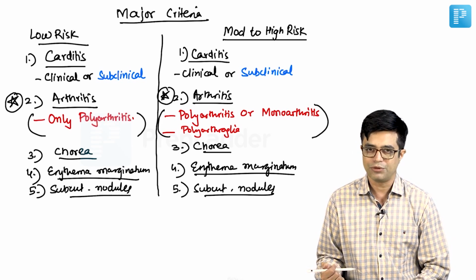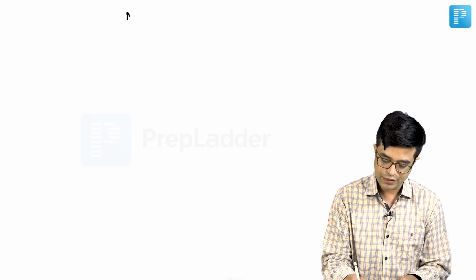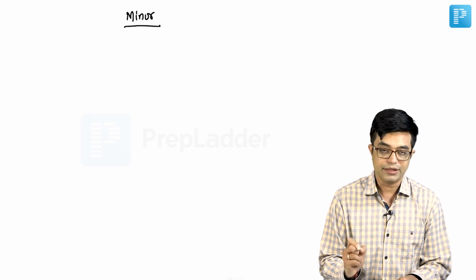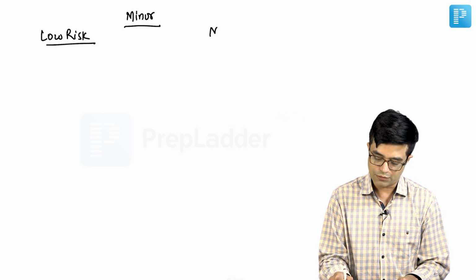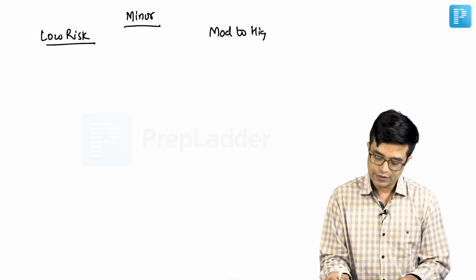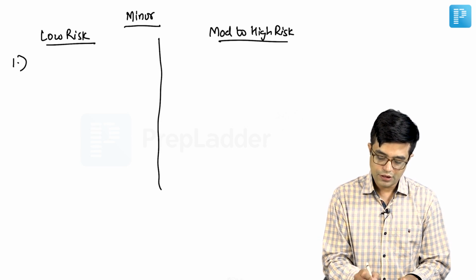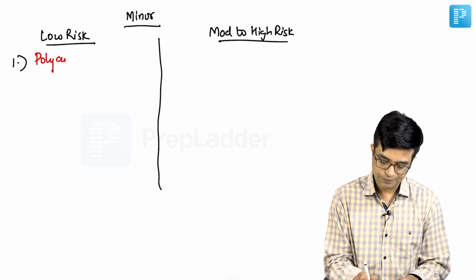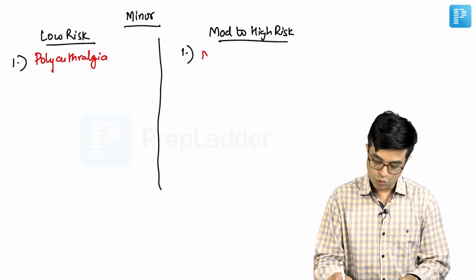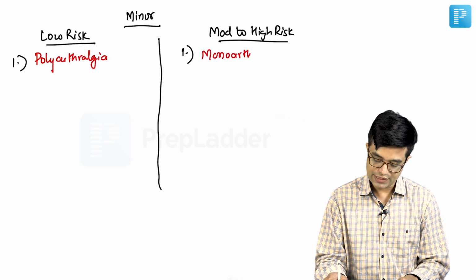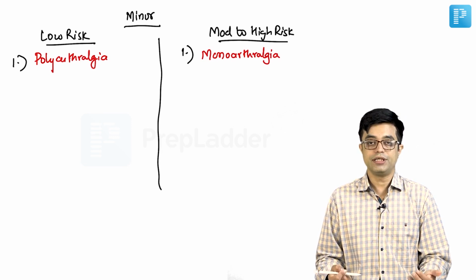Quickly we move towards the minor criteria. When we talk about minor criteria, we again have the low risk population and the moderate to high risk population. In low risk, first of all, polyarthralgia alone is considered to be a minor criteria, whereas here monoarthralgia, even a single joint involved, is considered to be a minor criteria in the Indian setting, that is moderate to high risk population.